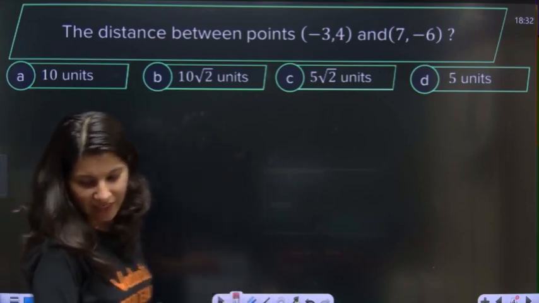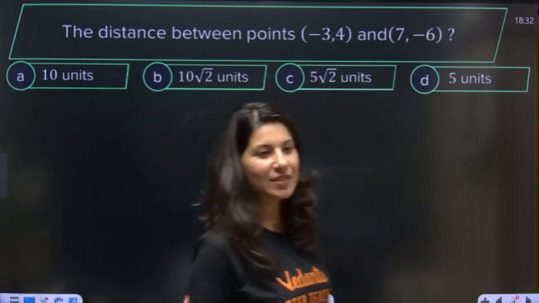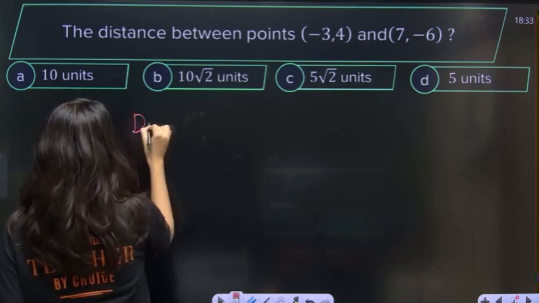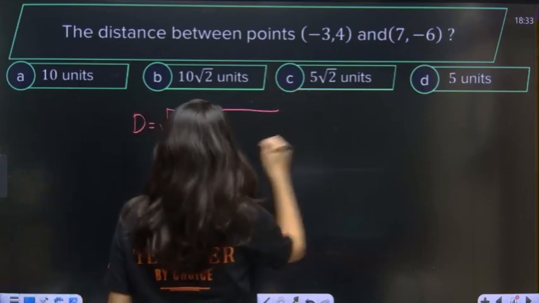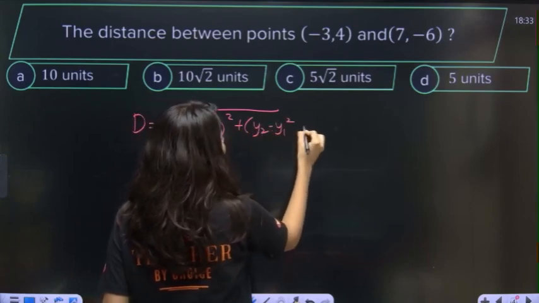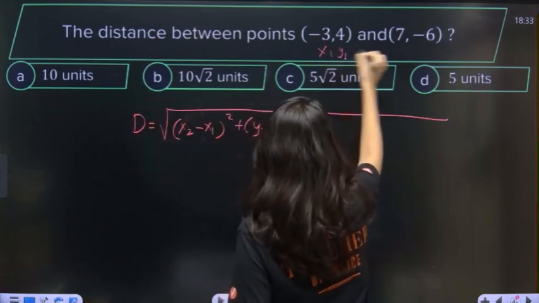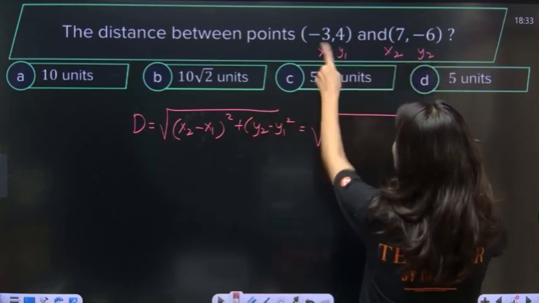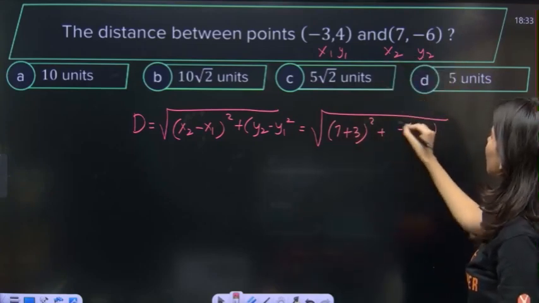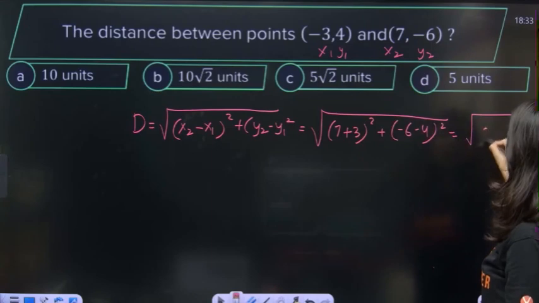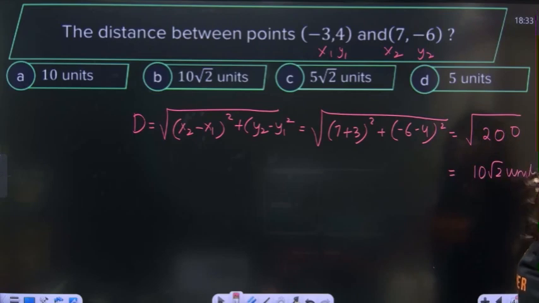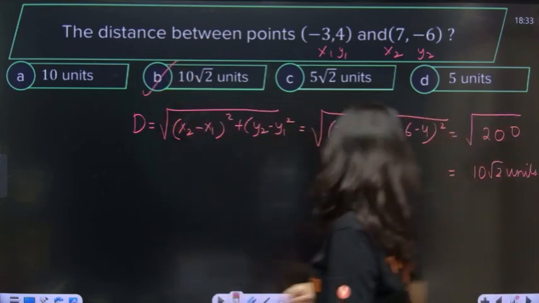So let's do this question. I think you guys are already telling me that option B is absolutely correct. The distance formula: distance D is equal to the square root of x2 minus x1 whole square plus y2 minus y1 whole square. This is x1 y1, x2 y2, correct? 7 plus 3 whole square plus 6 plus 4 whole square, so this is 100 plus 100, that is 200. 200 under the root is nothing but 10 root 2 units. So you can see option B is absolutely correct.